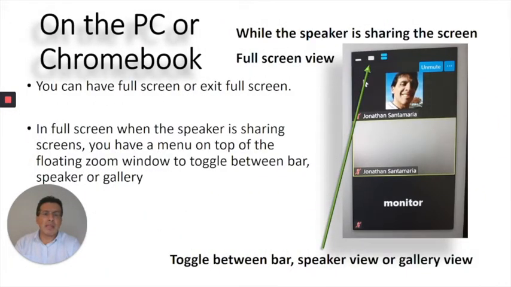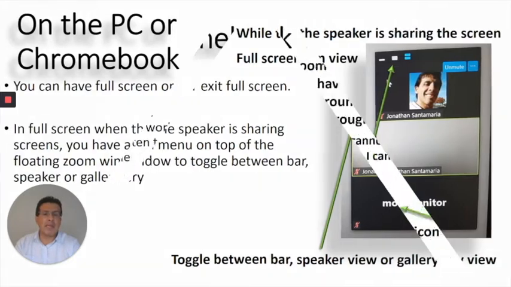While the speaker is sharing the screen, or when you are in full screen view, you will have a floating window with three menus, like the green arrow shows you a little bar. The bar will show the name of the person talking. Then a little square will show you the presenter's view, and the two little squares will be the gallery view, which allows you to see more people in the meeting. You can toggle between speaker view or bar or gallery view so you can see more of the presenter screen or more of the meeting.